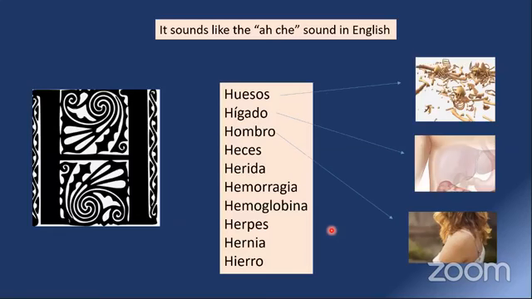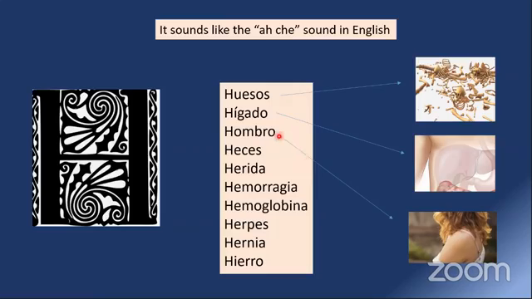Letra H. Letra H. Remember, the H doesn't sound in Spanish. So listen to my pronunciation in the next words. You are going to notice that I almost make no sound when I pronounce the letter. Huesos. Huesos means bones. Hígado is the liver. Hígado. Hombro. Hombro is the shoulder. You have to pronounce very clearly.